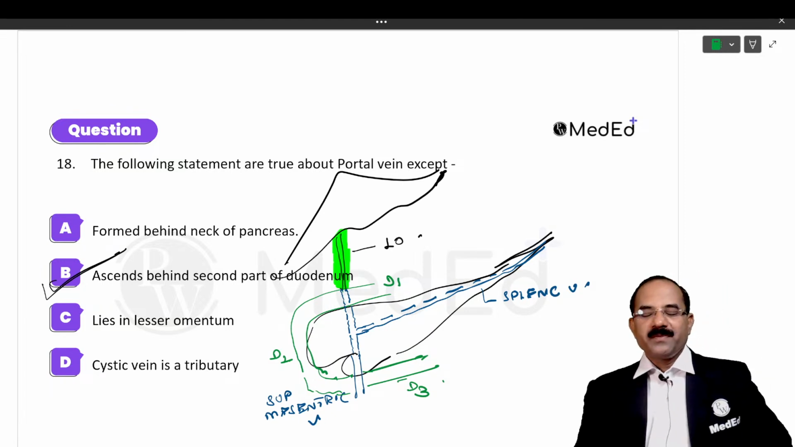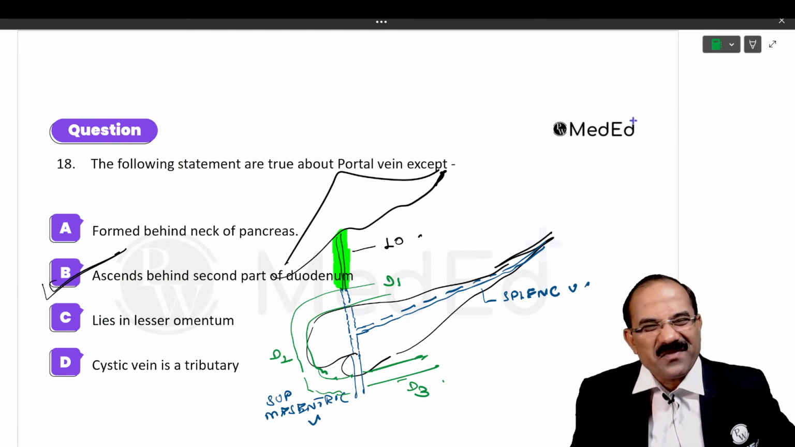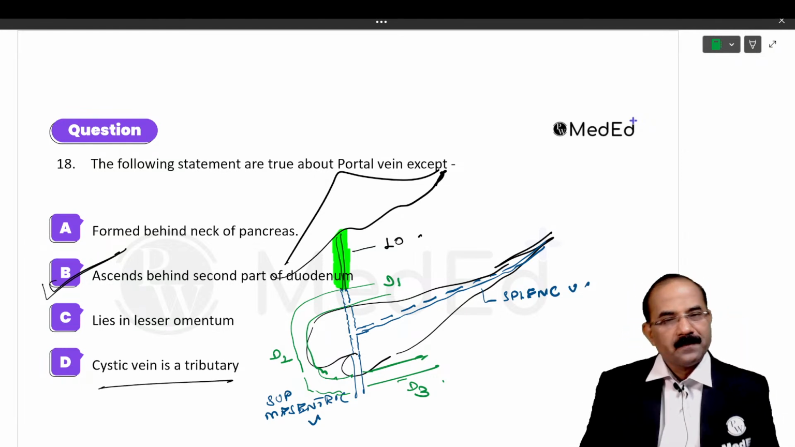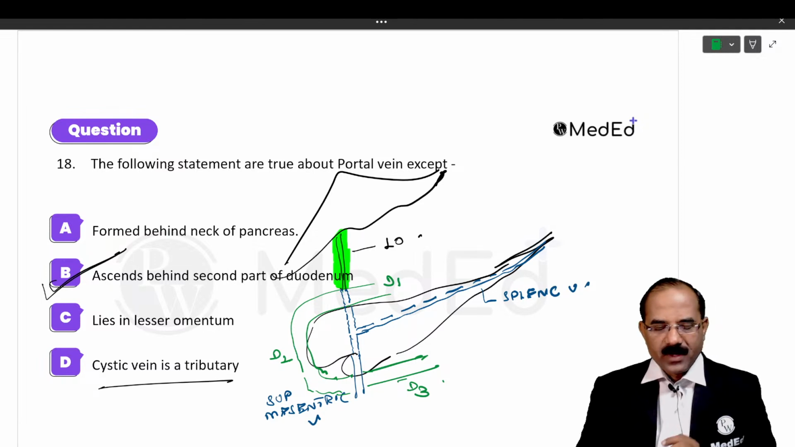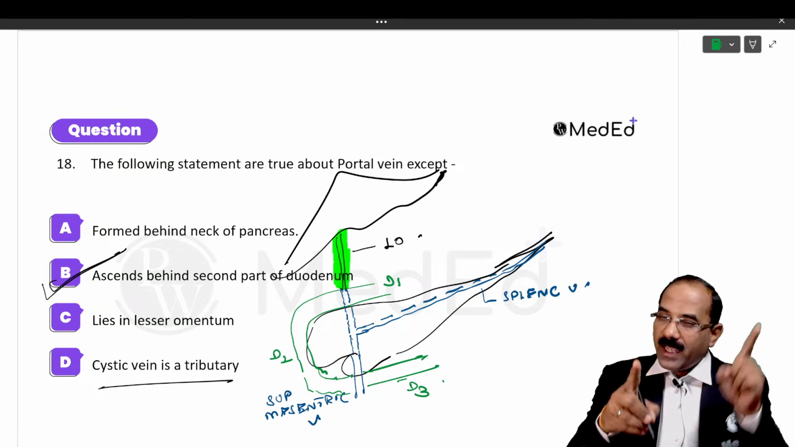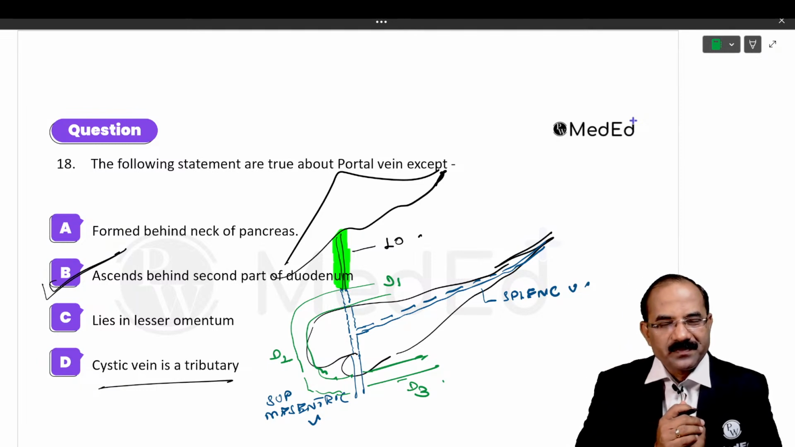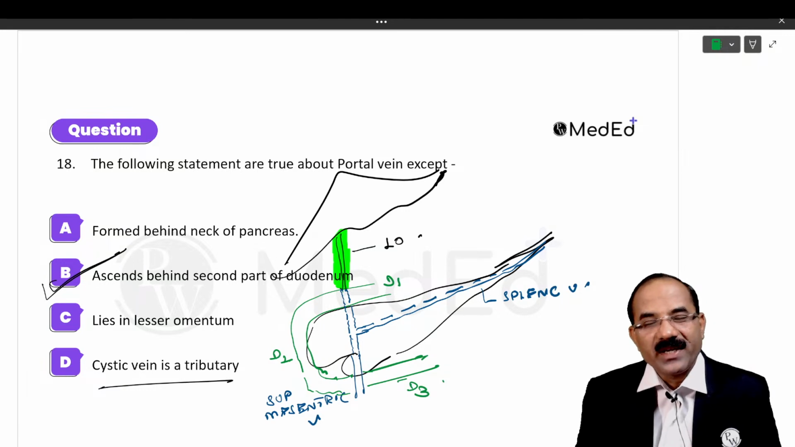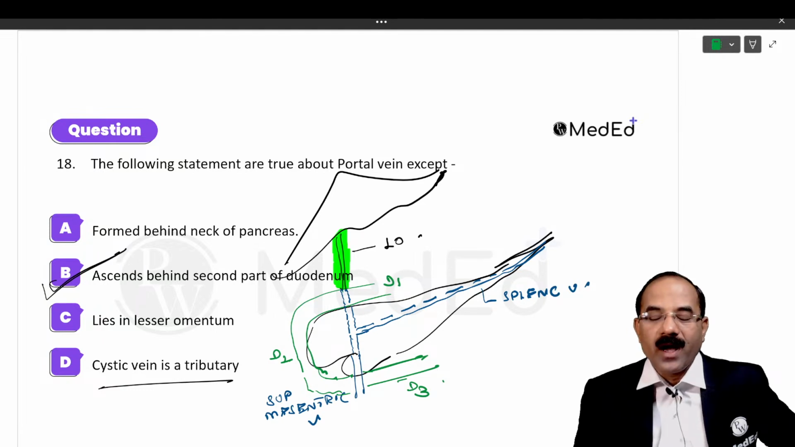ये है lesser omentum. And there's a vein which comes from the gallbladder. उसका नाम क्या है? Cystic vein. And this cystic vein drains into what? Portal vein. ये जो cystic vein है ना, it opens into the portal vein. हाँ, तो portal vein के और भी tributaries है बच्चा. एक है left gastric vein, एक होती है right gastric vein, एक होता है short gastric veins, right? Then the superior pancreaticoduodenal vein, cystic vein, and the para-umbilical veins.